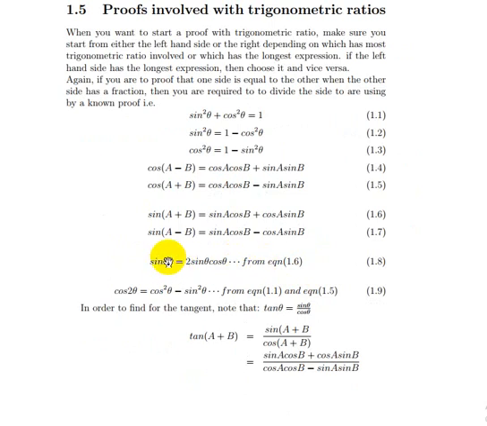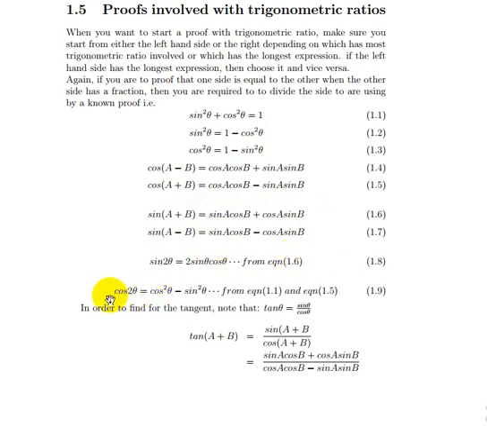Now from this one above here, from equation 1.6, you see that if I place theta here and I place theta here, you are going to have sine of theta cos of theta plus cos of theta sine of theta. These are equal, so it's going to give 2 sine theta cos theta.